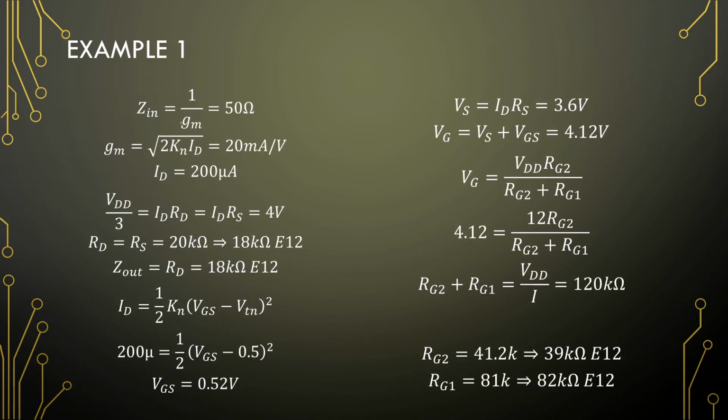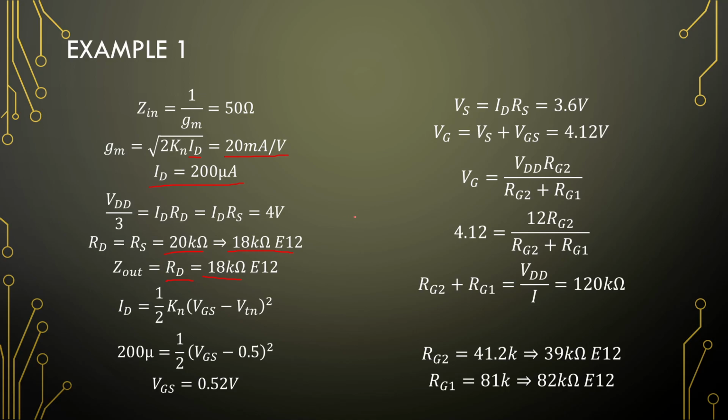Right, so 1 over gm should be 50 ohms. That gives us a transconductance of 20 milliamperes per volt. We can get out the drain current required. That's 200 microamperes. VDD over 3 gives us 4 volts. That will give us 20 kilo ohms per resistor. The closest is 18 kilo ohms or 22. That will just decrease this drain current right here. So our output impedance in the end is 18 kilo ohms due to the choice of RD right here.